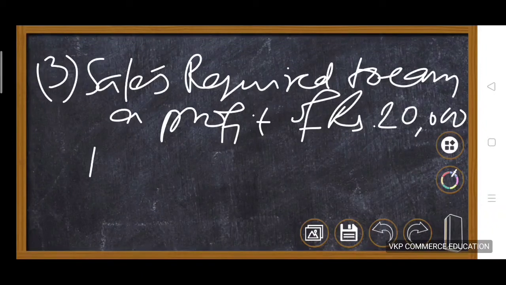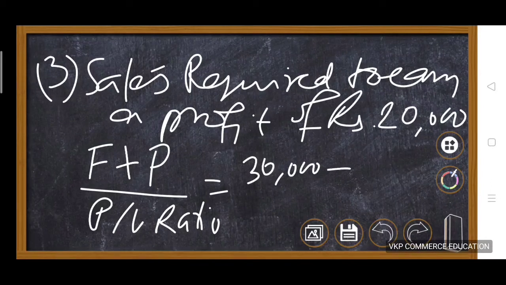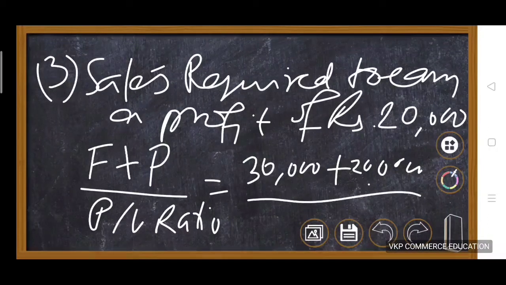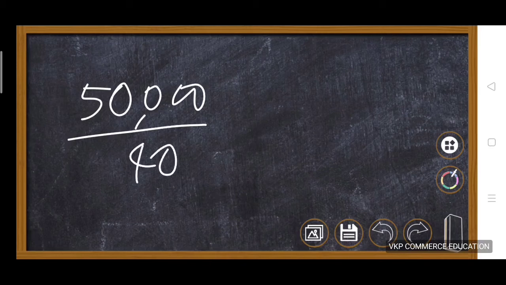Okay, let us see how to do the problem. Sales required is fixed cost plus profit by PV ratio, which is 30,000 plus required profit of 20,000 divided by PV ratio, that is 40%. So 30,000 plus 20,000 is equal to 50,000 divided by 40 into 100.